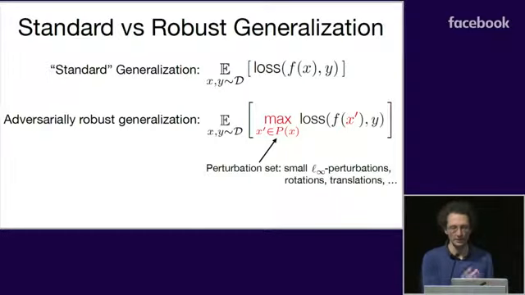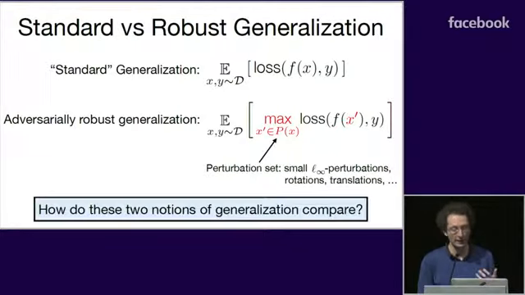In particular, there are some perturbations in P, could be small L infinity perturbations, rotations, translations, and so on. And after the adversary's action, we measure the loss of the classifier F on the perturbed data point X prime. Okay? So this is a different way of measuring the quality of a classifier. And now an important question is, how do these two notions compare? Maybe the second one is just harder to achieve.